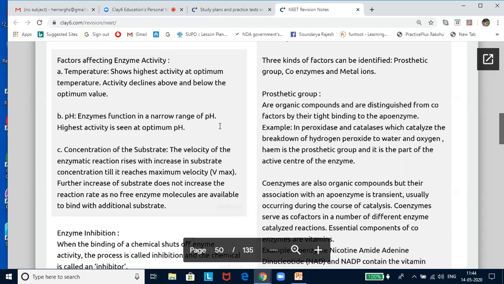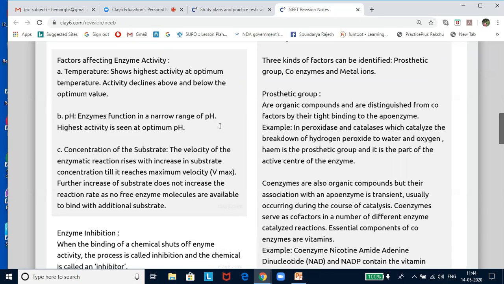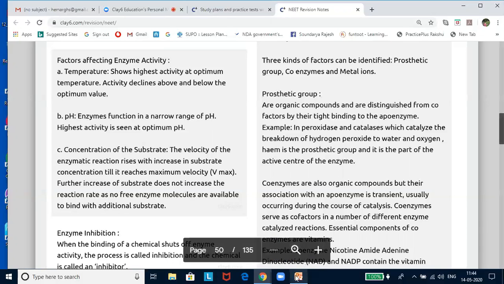pH: enzymes will function in a narrow range of pH. If there is a marked difference in the pH levels, enzymes get denatured. Concentration of the substrate: the velocity of the enzymatic action rises with increase in the substrate concentration till it reaches maximum velocity. Further increase of substrate does not increase the reaction rate, as there are no free enzyme molecules available to bind to the additional substrate.